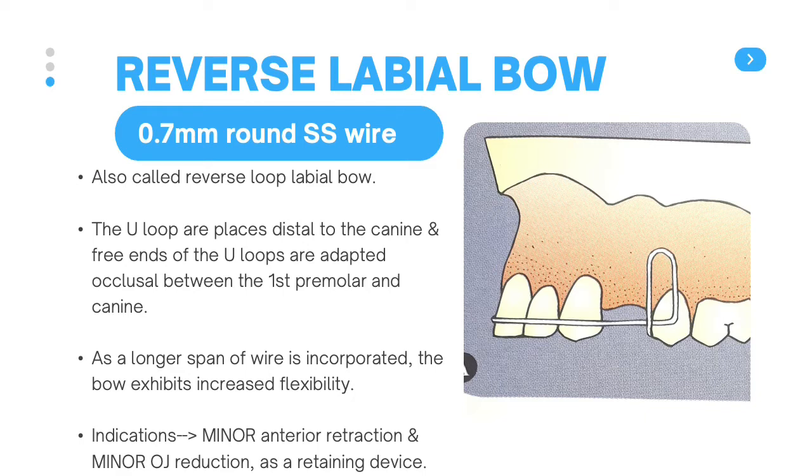This is the reverse labial bow. It is made from 0.7 mm round stainless steel wire. It is also called a reverse loop labial bow. The U-loops are placed distal to the canine, and the free ends of the U-loops are adapted occlusally between the first premolar and the canine. As a long span of wire is incorporated, the bow exhibits increased flexibility. It is indicated in cases with minor anterior retraction and minor overjet reduction, and also as a retaining device.